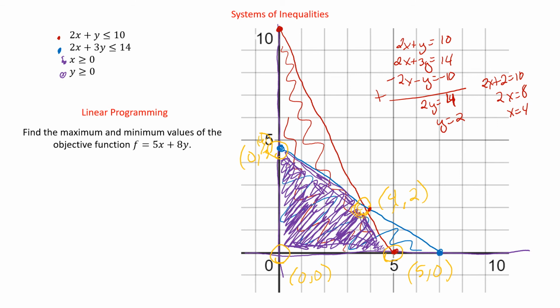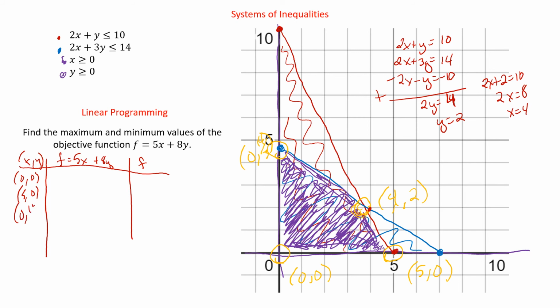objective function. So we're going to have points, going to have f equals 5x plus 8y, x comma y, and f. So we have 0, 0, we have 5, 0, 0, 14 thirds, and 4, 2. So we can plug it in.